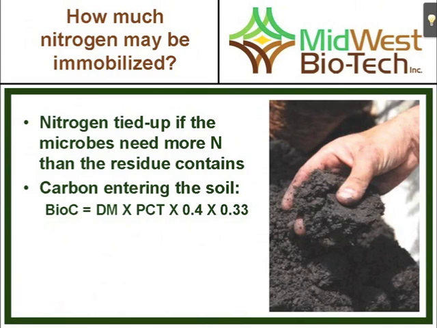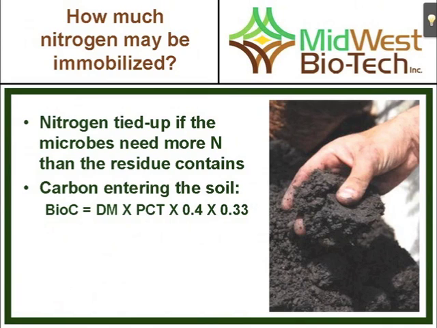if the microbes need more than is available in the corn stalks that are out there. How much carbon enters the soil can be determined by figuring out your dry matter poundage. So DM is dry matter pounds, 12,000 pounds per acre. If you think you're going to decay half of that, the PCT value there is the percentage of the residue you think you're going to decay. So if you're going to get half, I've got 12,000 pounds out there, half of it I'm going to decay. That gets me down to 6,000 pounds of residue.